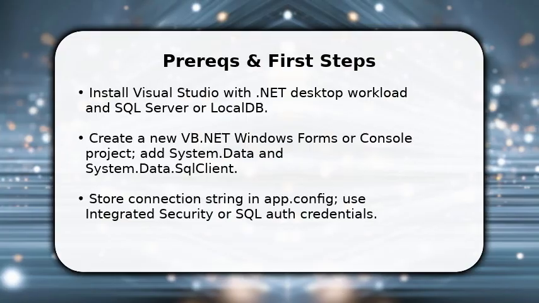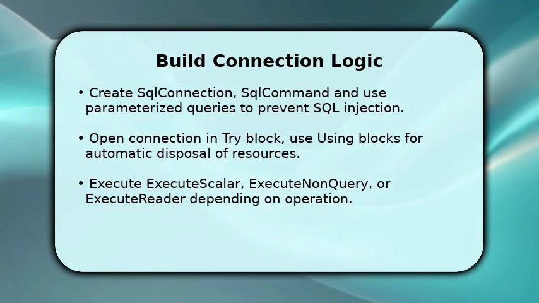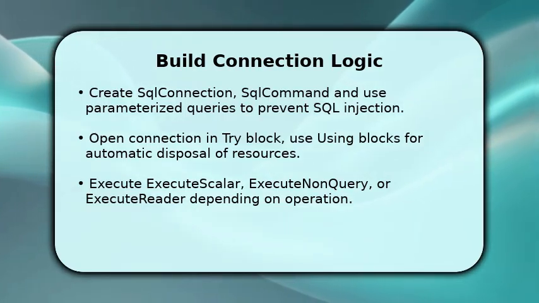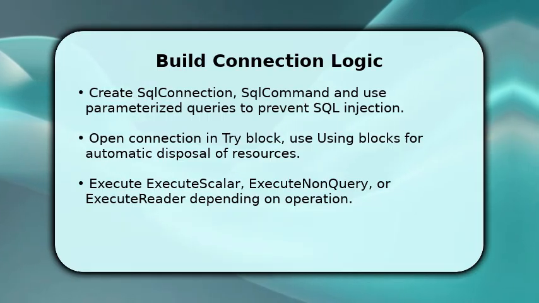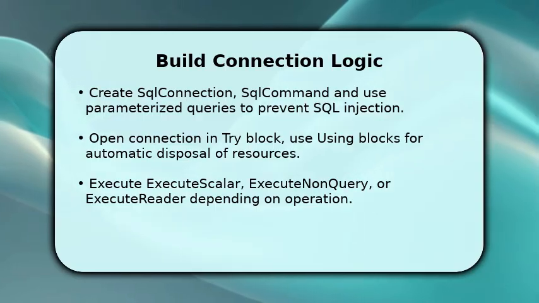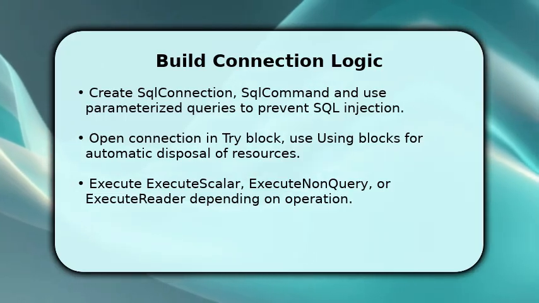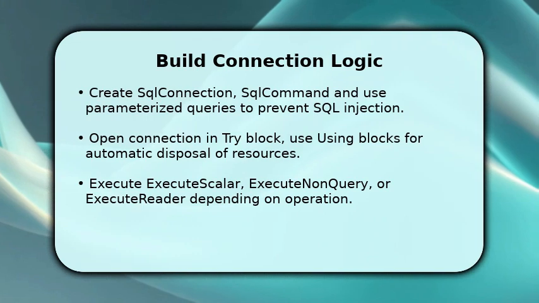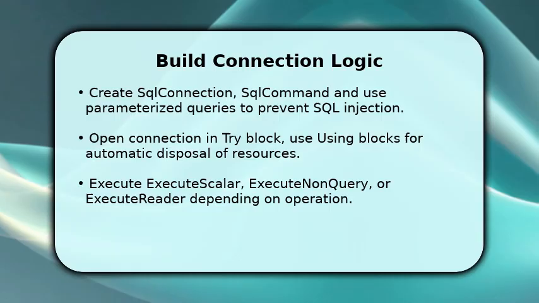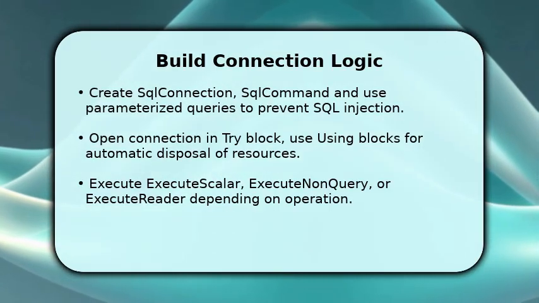Now you implement the core connection and execution logic. Initialize a SqlConnection with your saved connection string and wrap it in a Using block so resources are disposed. Make sure to open it inside a Try to catch exceptions. Create a SqlCommand, add parameters with correct types and values, and choose ExecuteReader for queries or ExecuteNonQuery for inserts/updates. Once the command runs, read records, map fields to objects or UI, and close the reader. Using ensures the connection closes even if an error occurs.